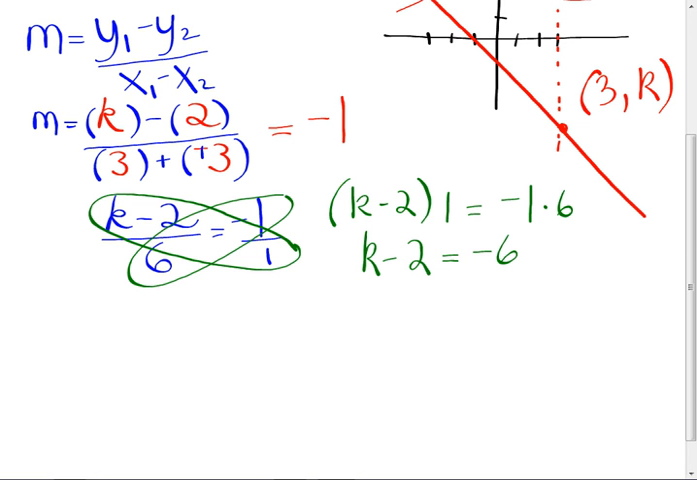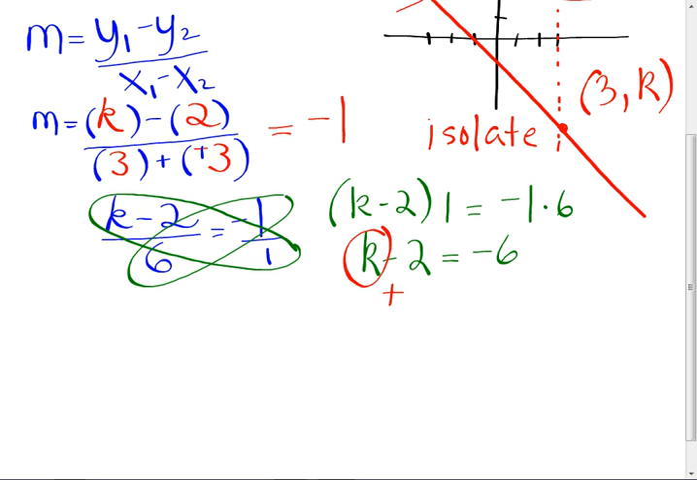How do you solve? Now, I don't care. You can do it by inspection, but if you don't know what it is, how do you solve for k? Add what to both sides? I want k all by itself. I want to isolate it, so I'm going to add what? No, not 6. I want k by itself. The expression is what I want to isolate.